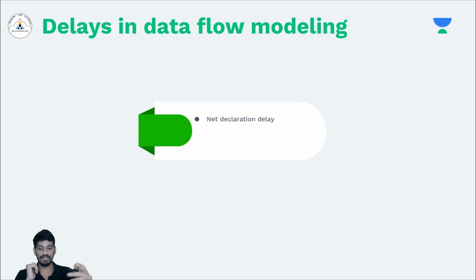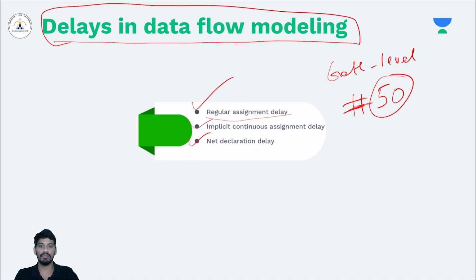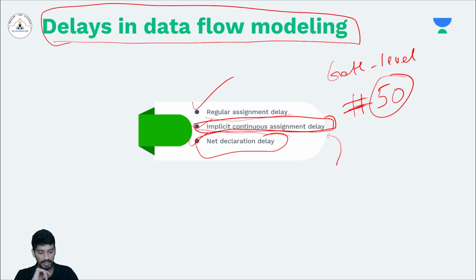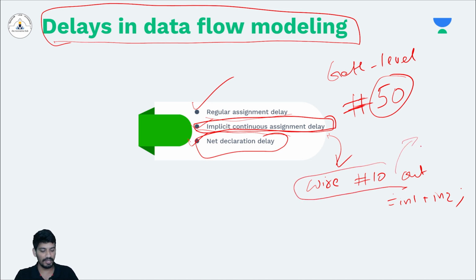Once this is clear, we'll see what a net declaration delay is. But before that, there is one more thing: implicit continuous assignment delay. What I meant is you can give the delay here itself while defining the net: wire #10 out = in1 + in2. Here I am not defining the assign statement again. You can give the delay implicitly while defining the wire.